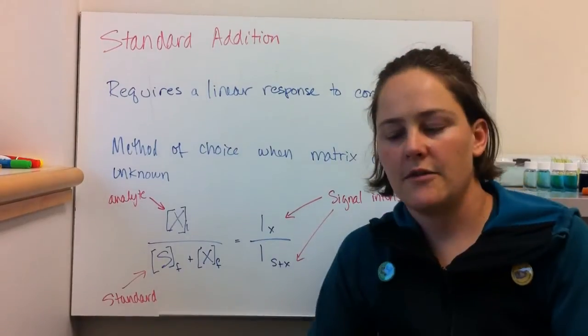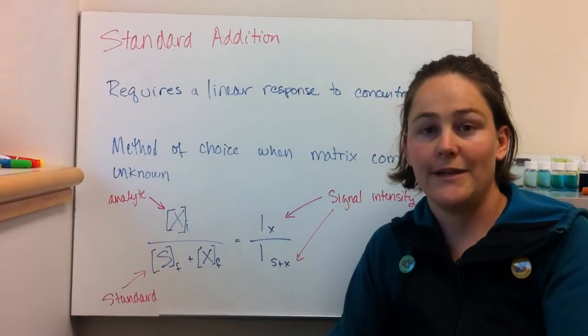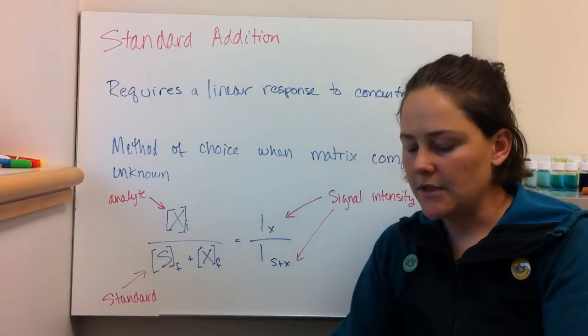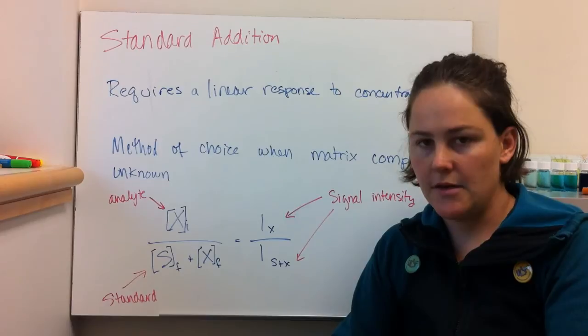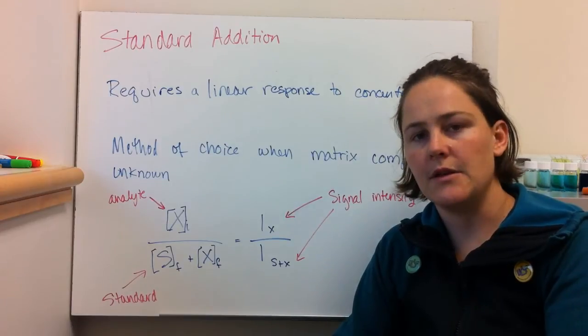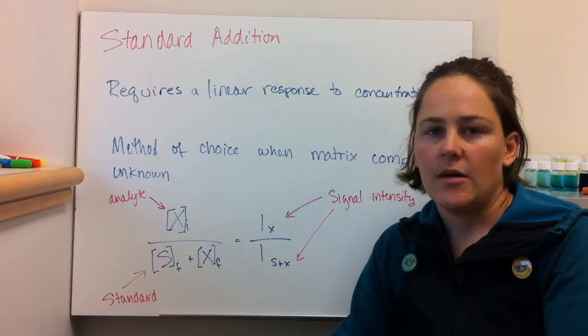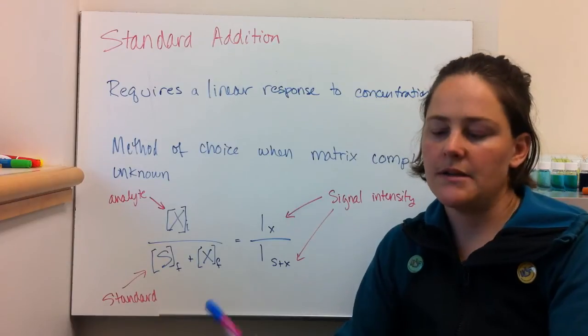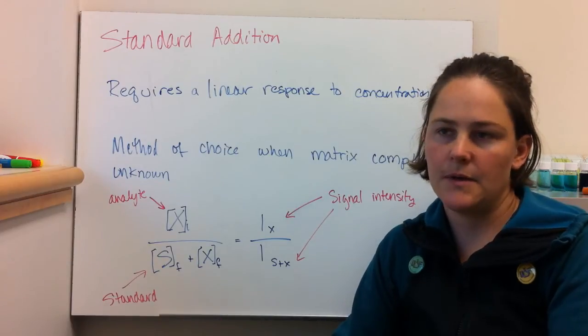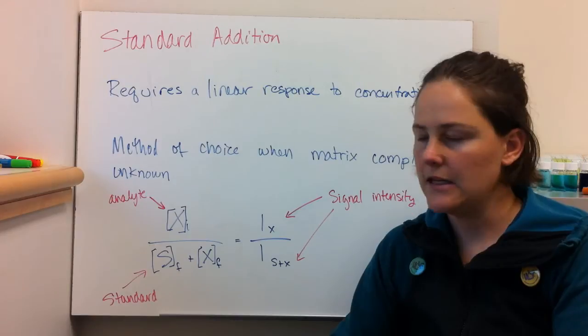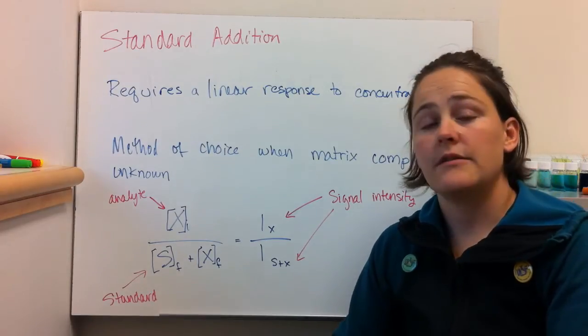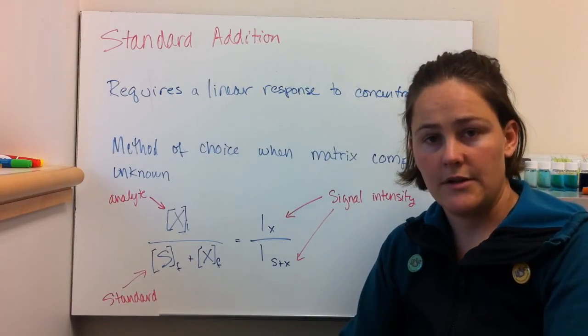Standard addition is another method that's a lot like a calibration curve, only it's not. And the math is a little bit more complicated, but it's a really great method for using when the sample matrix is complex or unknown. And it does require a linear response, as opposed to just anything that you can fit of the detector in response to a change in concentration.